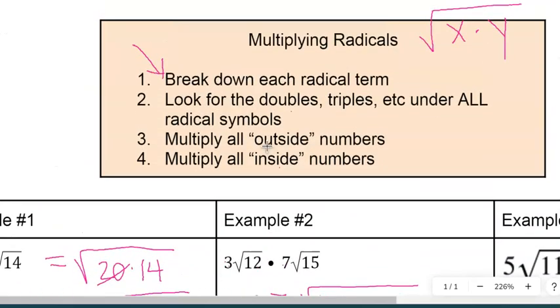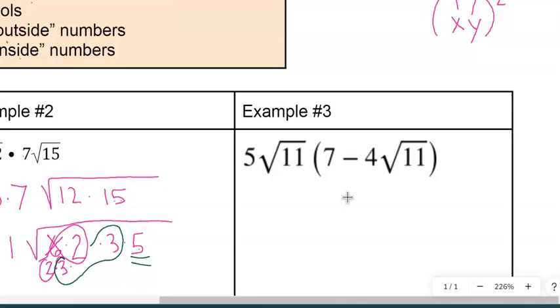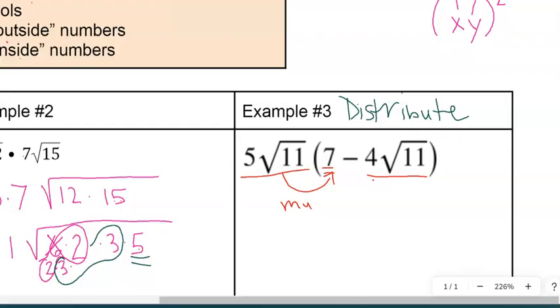Now, the second type of problem has us reviewing the distributive property from secondary 1. So this one you can tell looks different because we have a number outside a parenthesis and we have two terms inside a parenthesis, and that's how we know we're going to distribute. So I'm going to review what distribute means. When we distribute, we take the term outside and we multiply by the first term. Because remember, a term is separated by a plus or minus. So 7 is our second term, and 4 root 11 is our third term. So we are going to multiply by each of those terms.